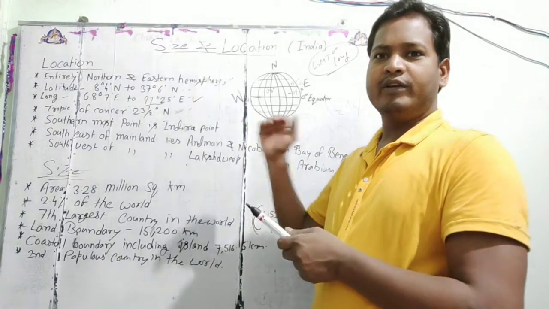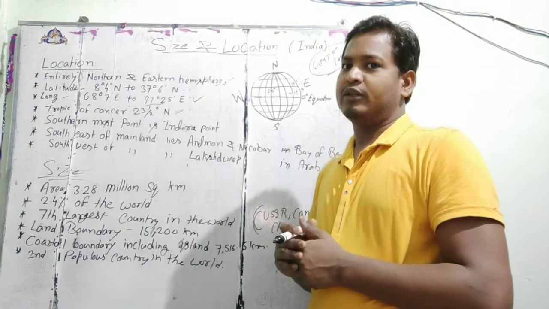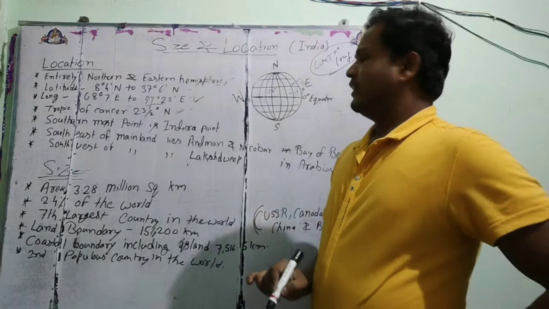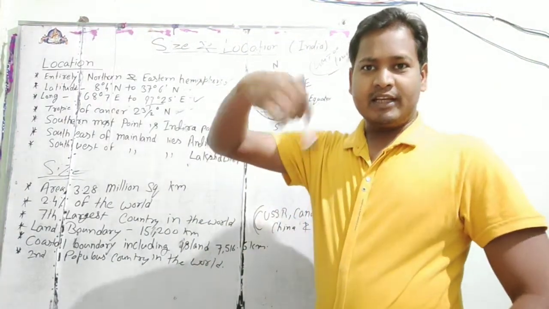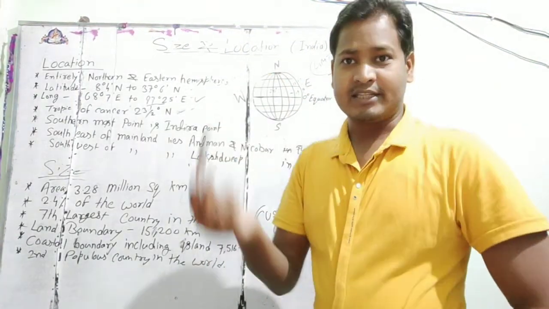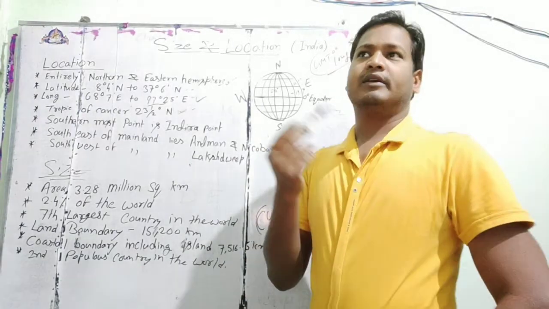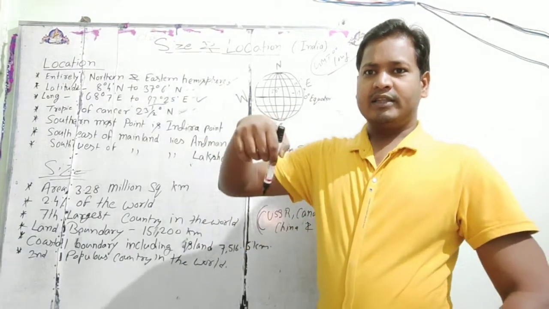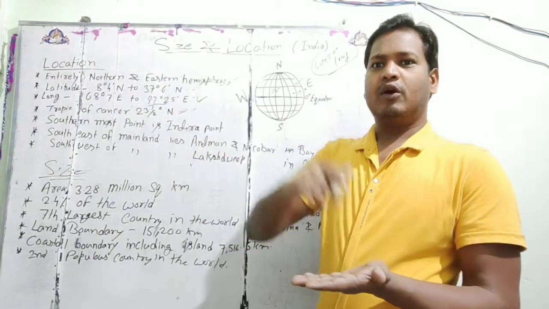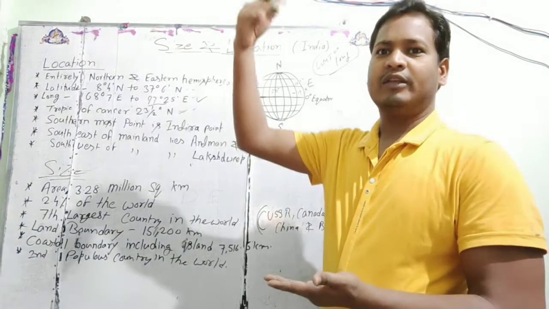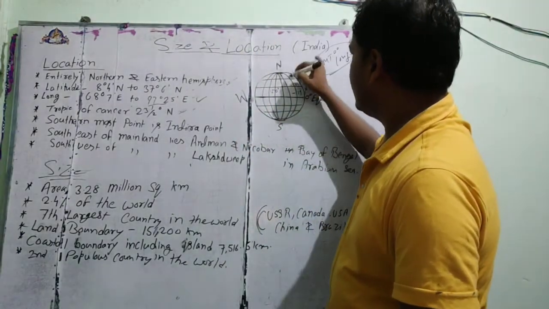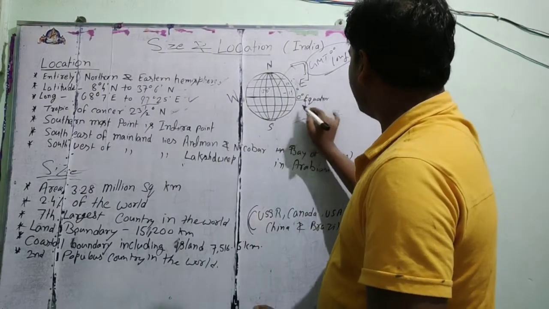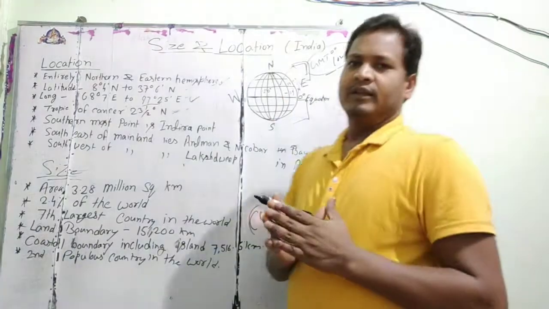Let's see how it is entirely located in the northern hemisphere. As we know, an important line that is known as Great Circle. You have studied in your previous class 6 about the Great Circle, the equator, that divides earth into two halves. The northern part of equator is known as northern hemisphere, this portion, and this portion is known as southern hemisphere.